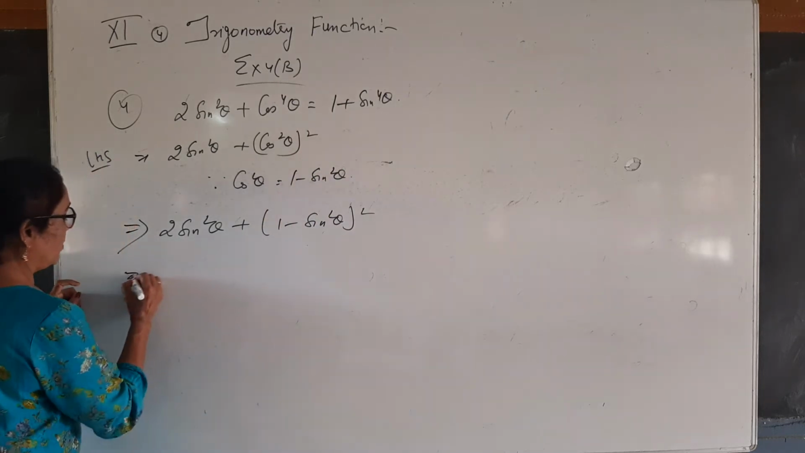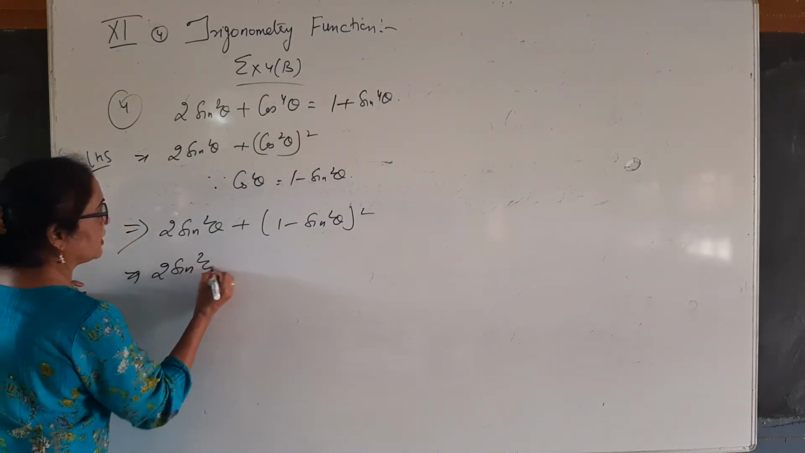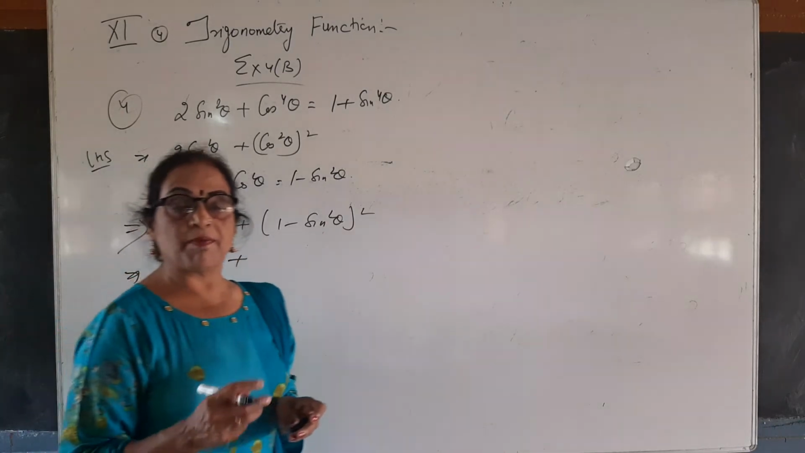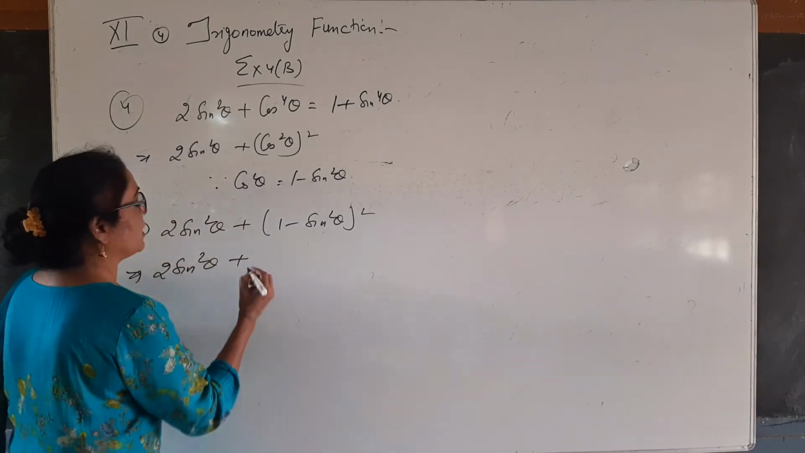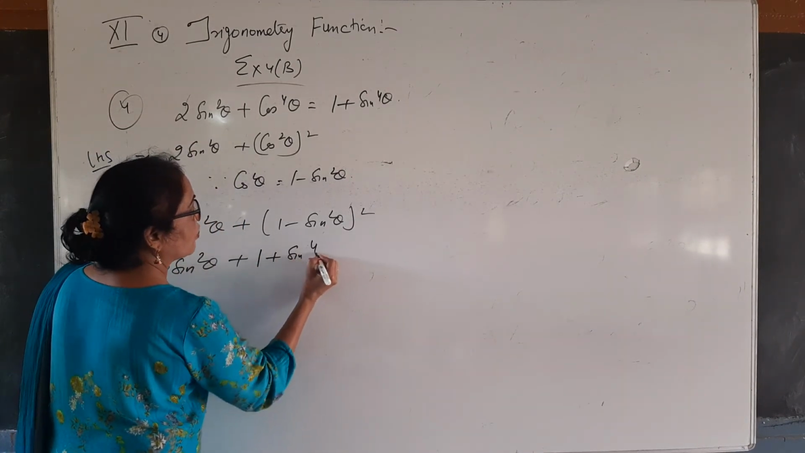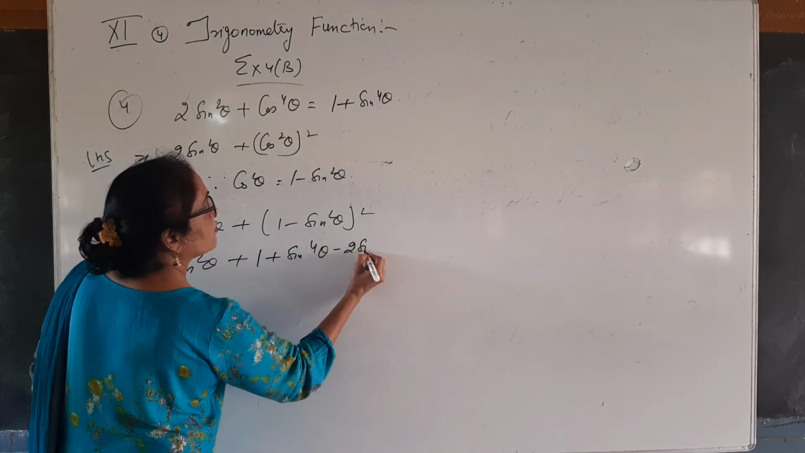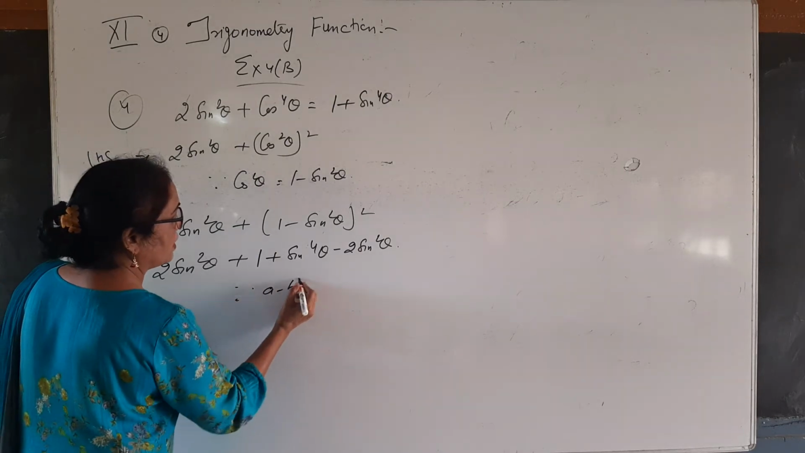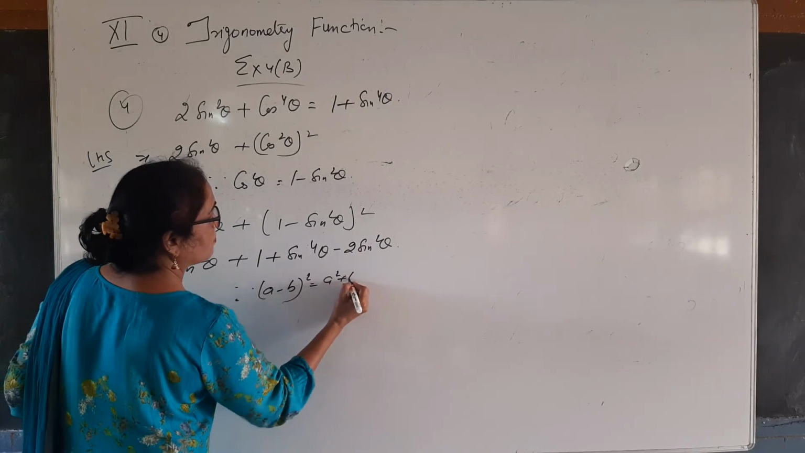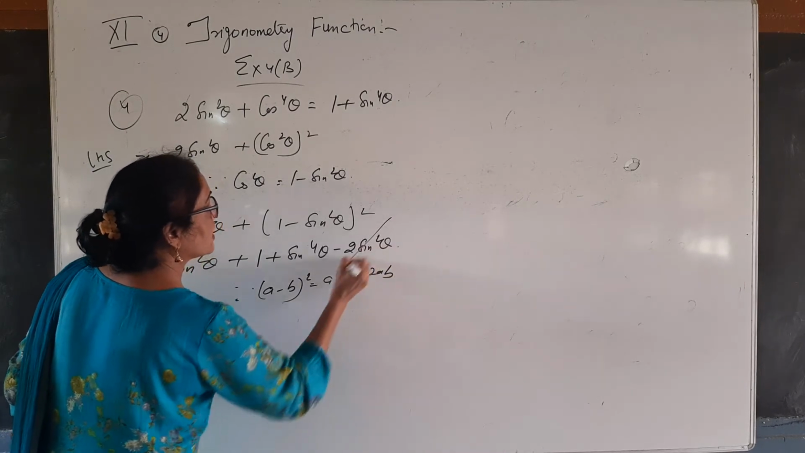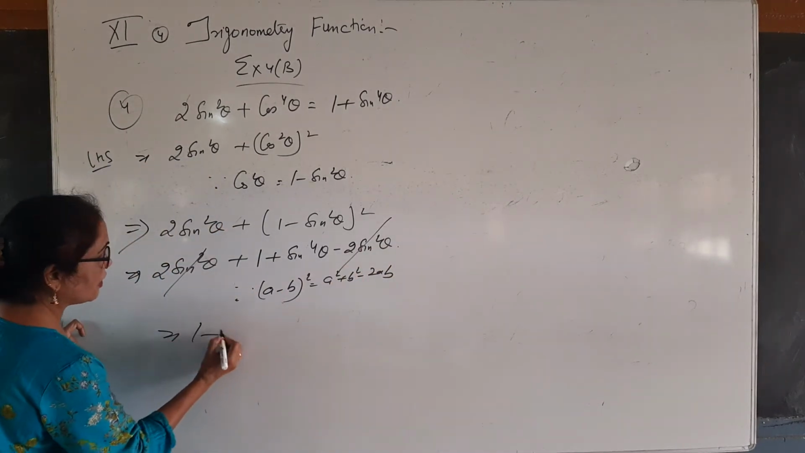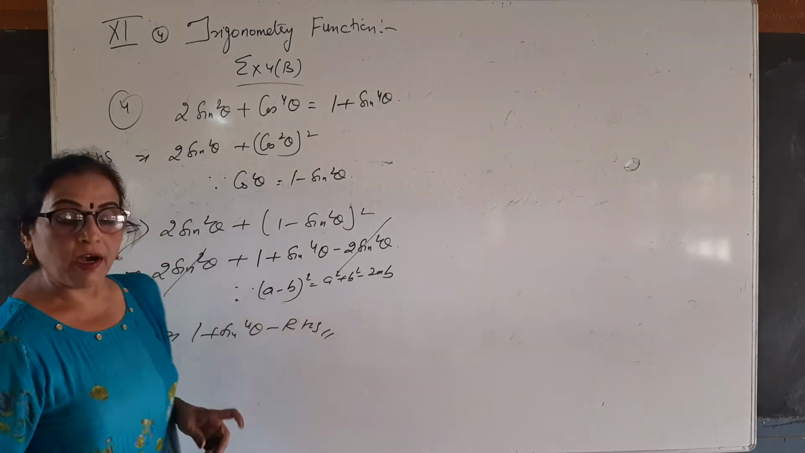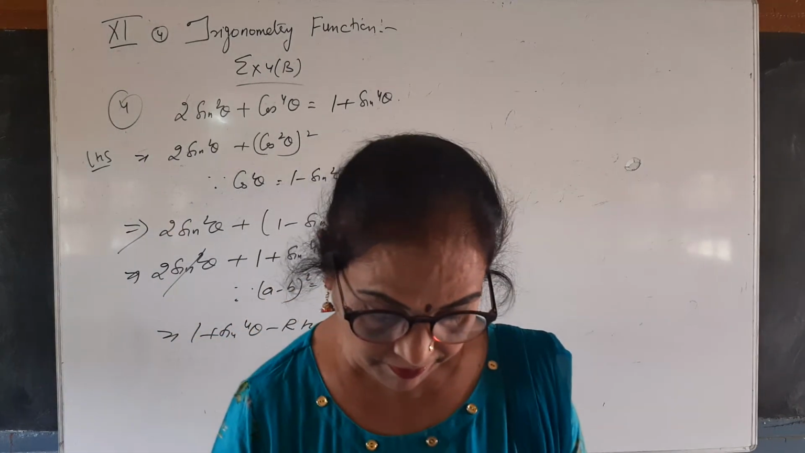Now further, 2 times sin square theta plus, now here it is of the form a minus b whole square. A minus b whole square is a square plus b square minus 2ab. So we will get here 1 plus sin raised to the power 4 theta minus 2 times sin square theta. We have used this formula, a minus b whole square is a square plus b square minus 2ab. Now this and this will be cancelled, so it is 1 plus sin raised to the power 4 theta. This is RHS. Therefore LHS is equal to RHS. Now we will do another question.